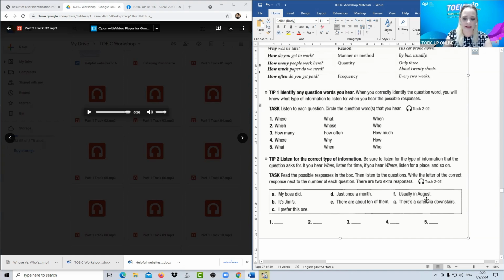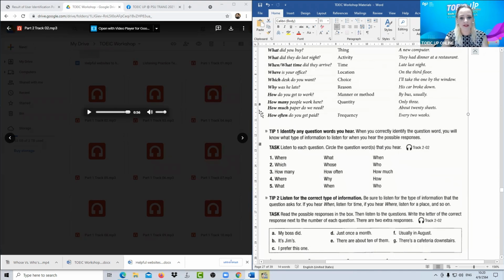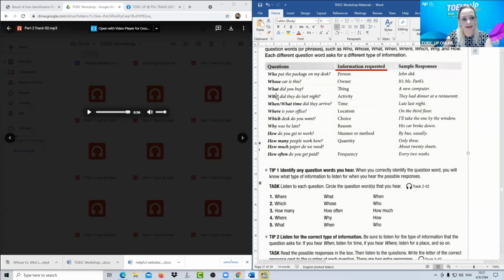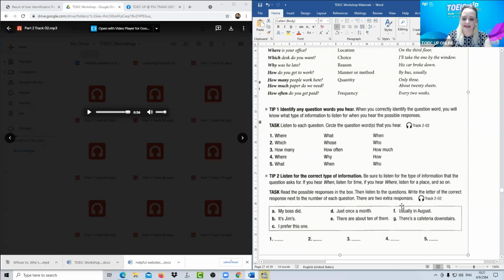F, usually in August. When? Good. When? Time. Remember, it can be the time or it can be a date as well. It could also maybe be how often. For example, how often do you go on holiday? Usually in August. So those are two possibilities. It's most likely when, but it could also be how often. Okay. And G, there's a cafeteria downstairs.